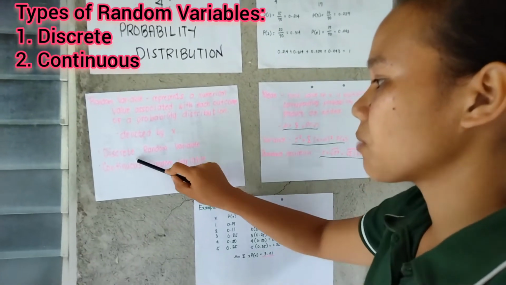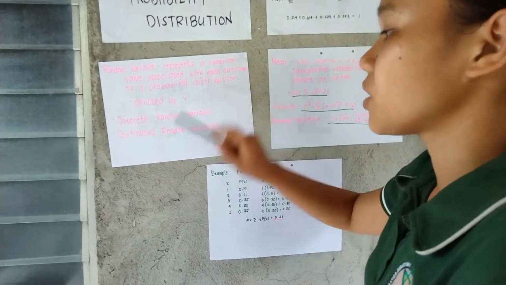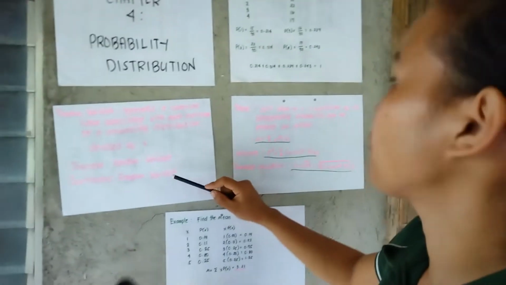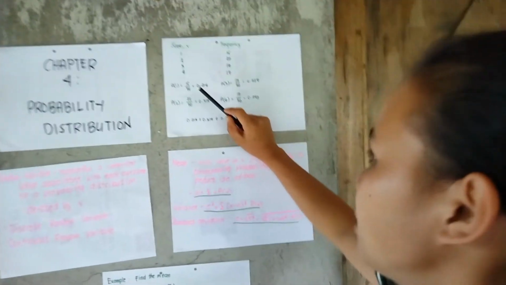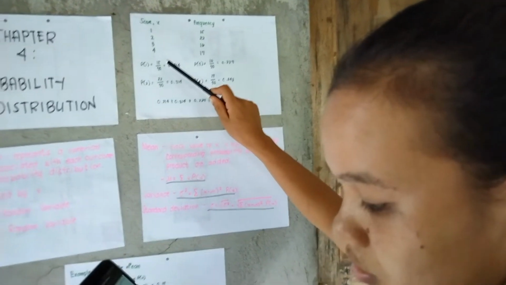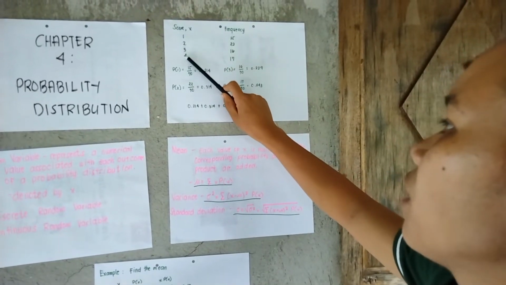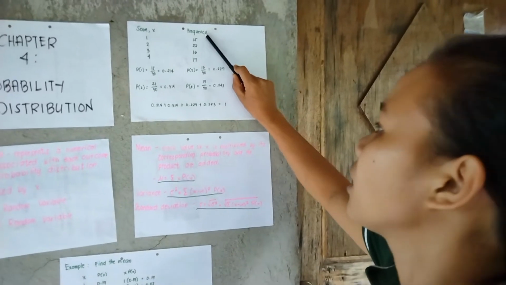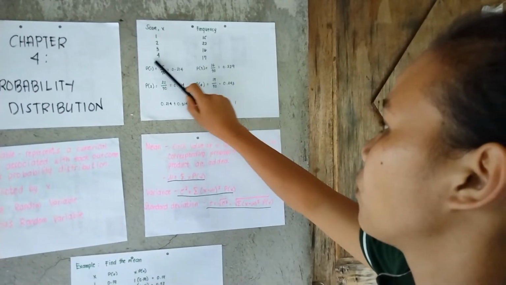So, the discrete random variable is the opposite of the continuous random variable. Take a look at an example. Given the discrete probability distribution, the score x is 1, 2, 3, and 4, from lowest to highest, with its corresponding frequency: 1 with 15, 2 with 22, 3 with 16, 4 with 17.